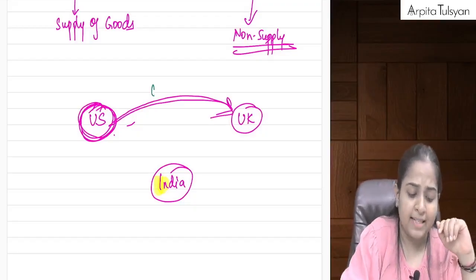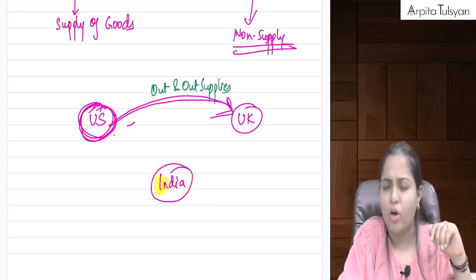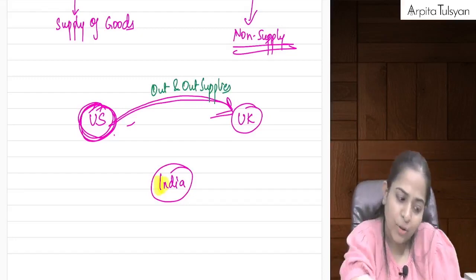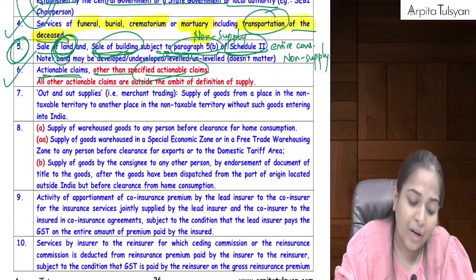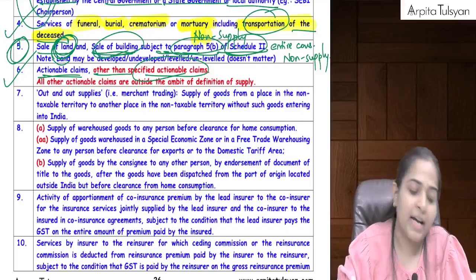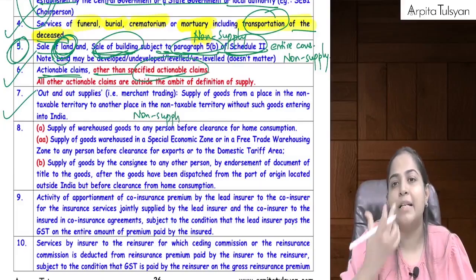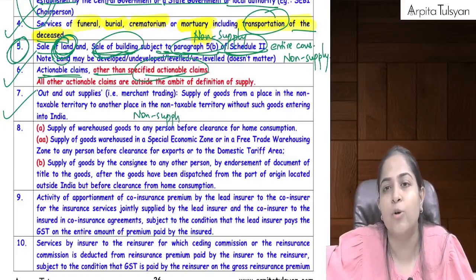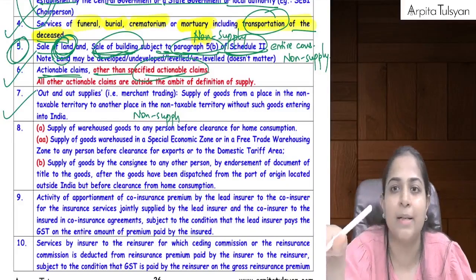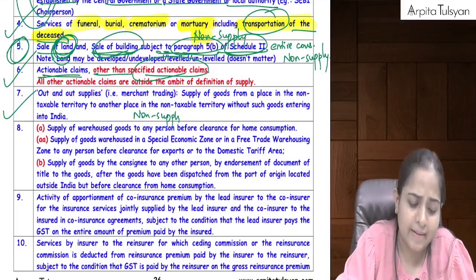Such a type of transaction is called out and out supplies, or you can call it merchant trading. Because here the goods have not touched India. I know that you have done a transaction in India, but because the goods have not entered India, this transaction is considered a non-supply. If you would have purchased the goods and then exported them to the UK, it would have been considered a supply, because at the time of import you would have paid the custom duty, IGST and all those things. But here, because the goods have not touched India, it will not be considered a supply.